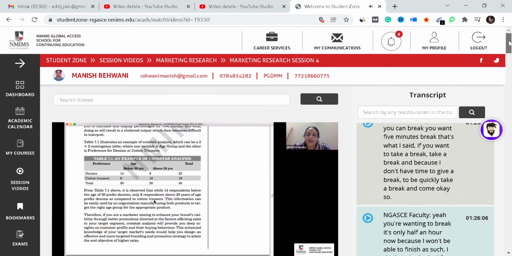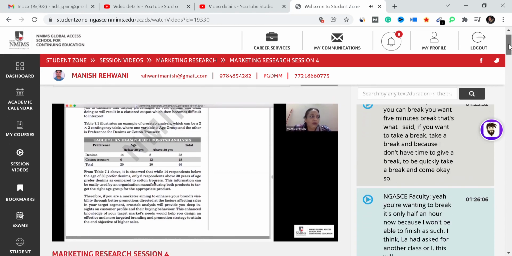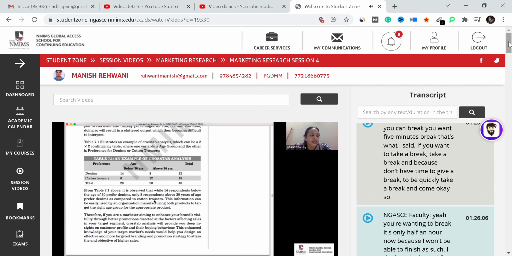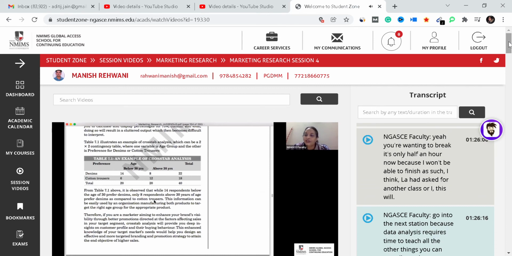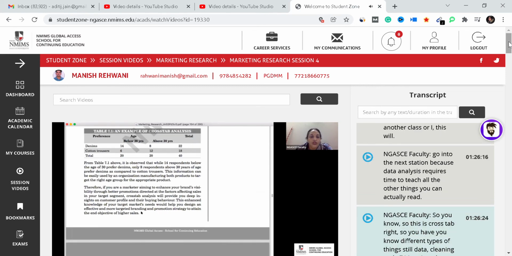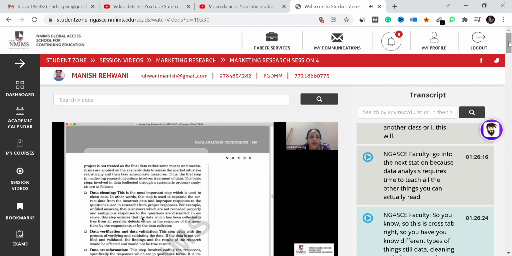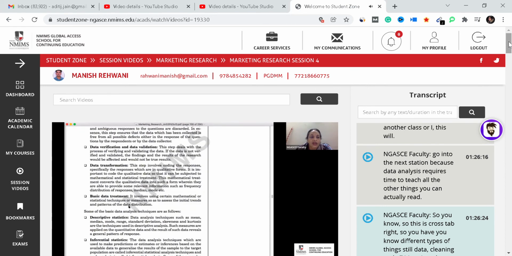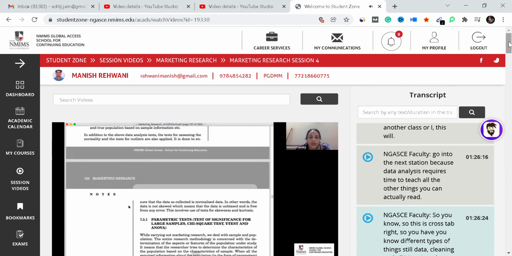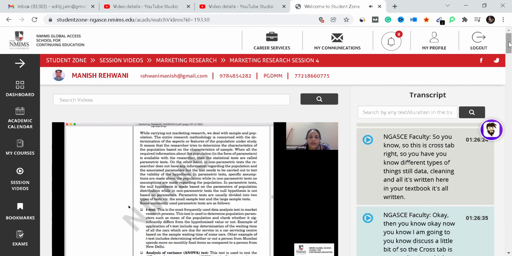It's only half an hour now, because I won't be able to finish. As such, I think I'll have to ask for another class, or this will go into the next session, because data analysis requires time to teach. All the other things you can actually read. So this is cross tab, right? You have different kinds of things here. Data cleaning and all is written here in your textbook. It's all written.